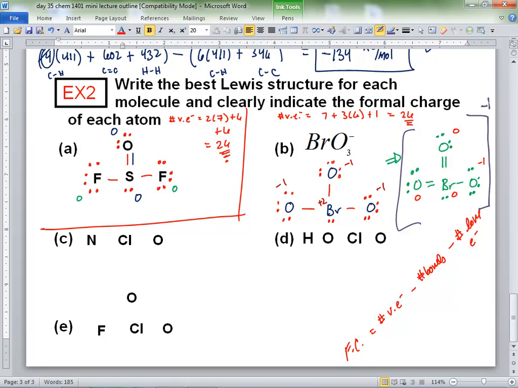It's just NClO. This isn't there. Oh, okay. That's not there. It's just NClO.